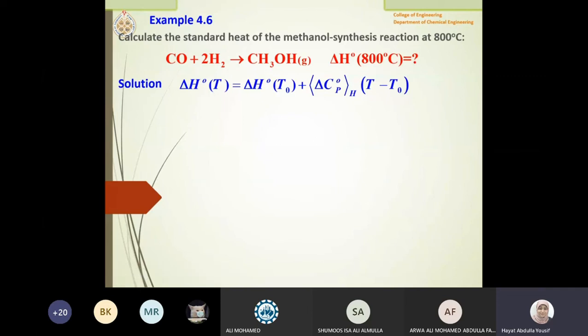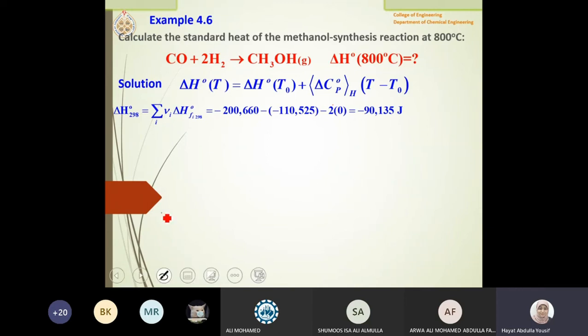Now, T naught, based on the agreement, is 298 Kelvin. Why? Because this is the reference temperature that I have tabulated. And because of that, I just use the stoichiometric number of each to give the value. So the delta H naught, or the standard heat of reaction at 298, is equal to the standard heat of formation for each species, but I have to multiply it by its stoichiometric number. Then I will sum up all those.